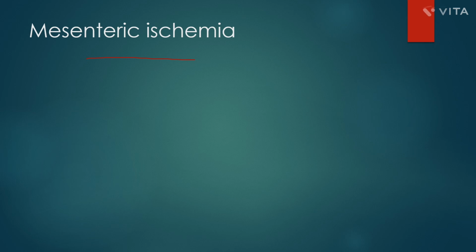Now another scenario of mesenteric ischemia in a setting of AF. So if a patient is coming with acute abdominal pain, and the tenderness is exaggerated pain, then it could be mesenteric ischemia. You have to do angiography to rule out mesenteric ischemia.